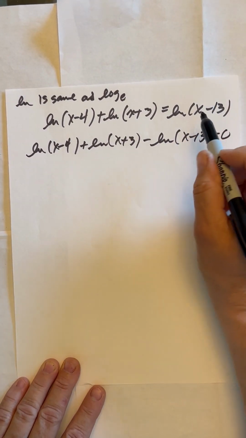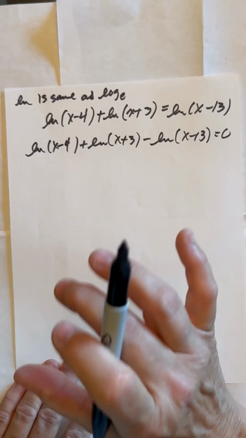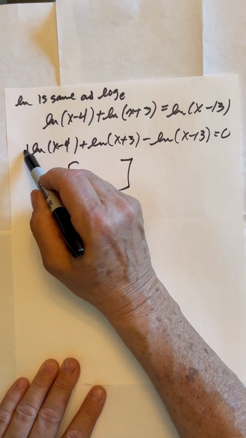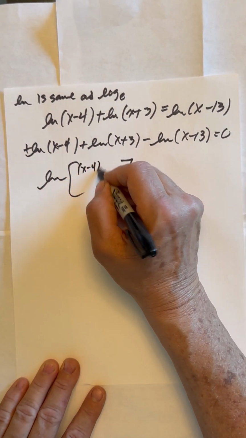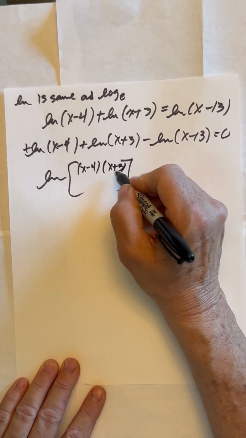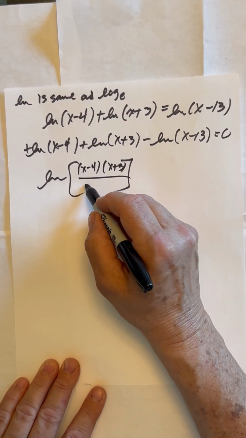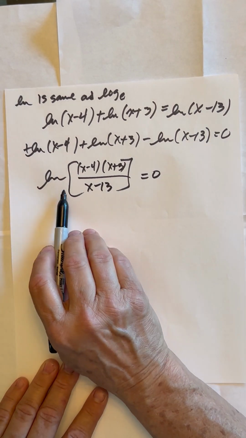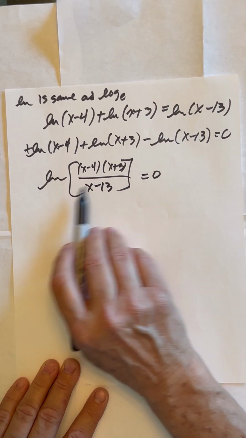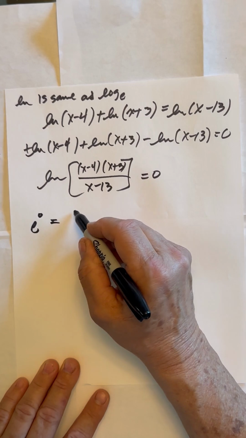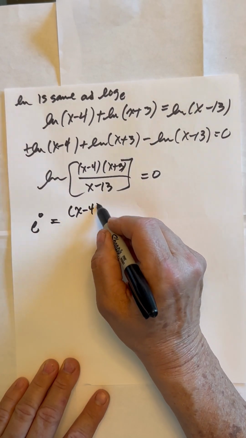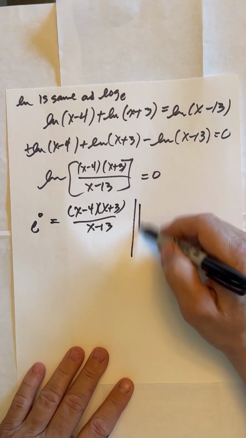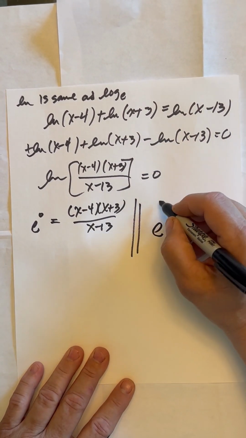And of course, when you do a lot of these, you'll just go right to the log already put together like this. This is understood to be a plus sign, so this is (x minus 4)(x plus 3), because that's a plus sign, and then a minus sign, so this goes here, x minus 13. Now this is understood to be log base e. So by definition, you do e to the 0 equals all that stuff, or by theory, you would do this.